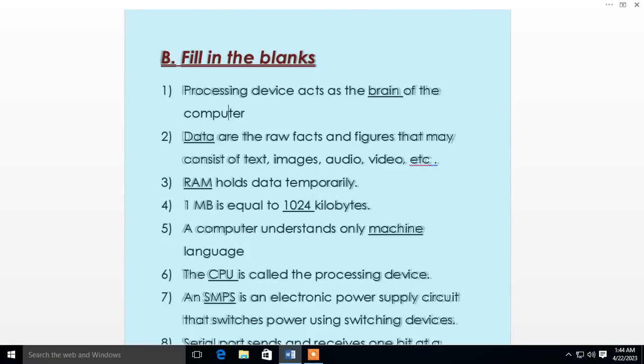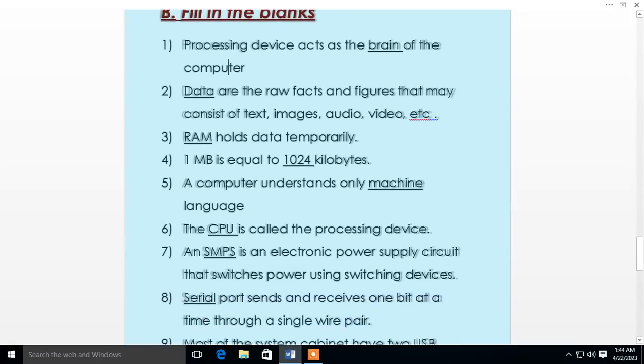Data are raw facts. You know that this is a particular definition of data, raw facts and figures that may consist of text, images, audio, video, etc. So that answer will be data. Now coming to the third one, RAM holds the data temporarily, because as soon as it is switched off, then it goes off, because RAM is a volatile memory. Now coming to the fourth one, 1 MB is equal to, yes, obviously it is 1024 kilobytes.